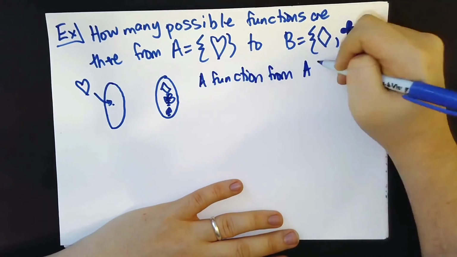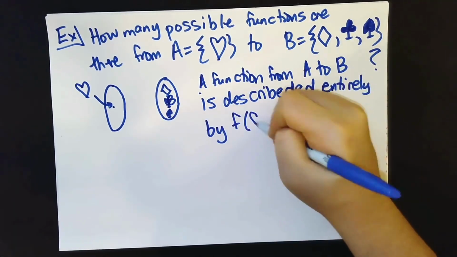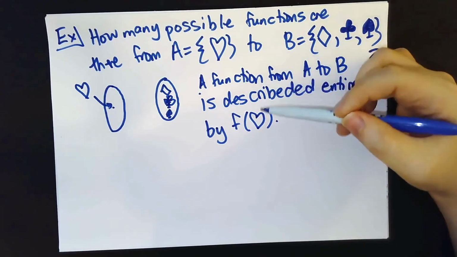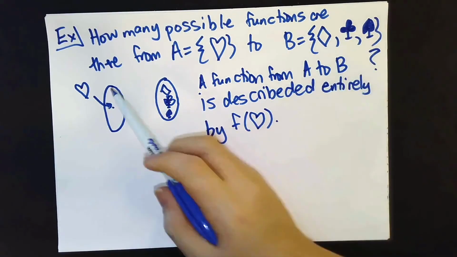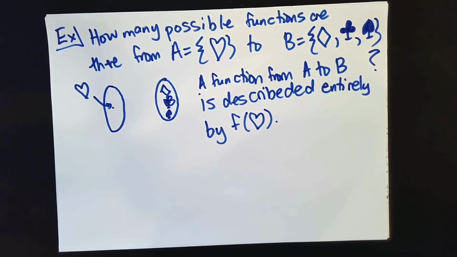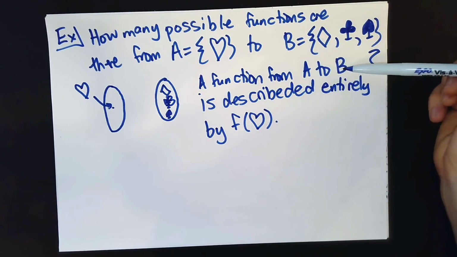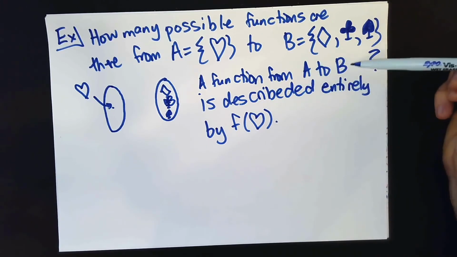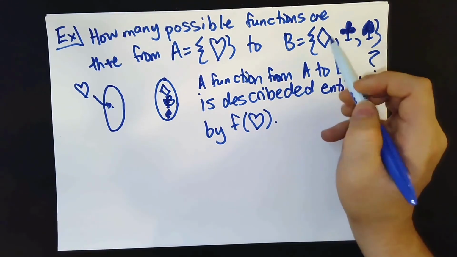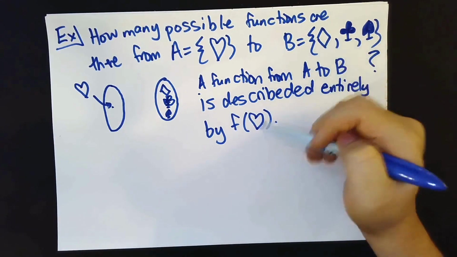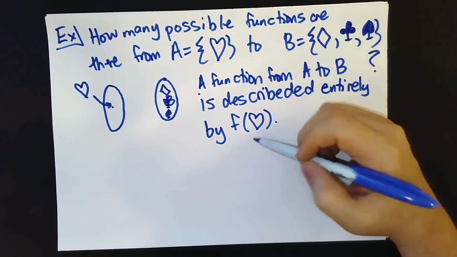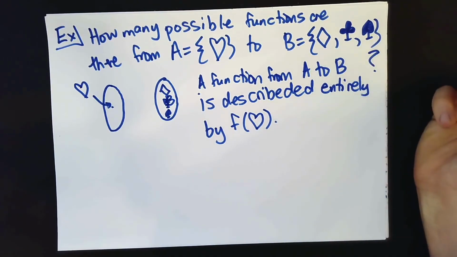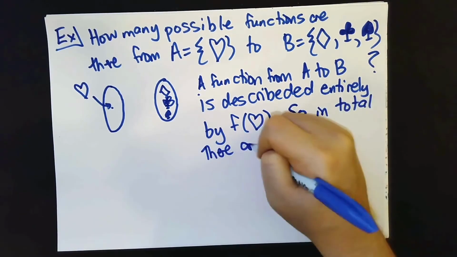Namely, this is described entirely by what happens to heart. And the thing that's special about heart is that heart is the only element of A. And so a function is really three things. It's the input set, the output set, and where each element of the input set goes. That is an assignment of each element of the input set to the output set. And so in this case, once I choose what f of heart is, I've completely described the function, and there are three options. F of heart could be diamond, f of heart could be club, or f of heart could be spade. So in total, there are three functions.